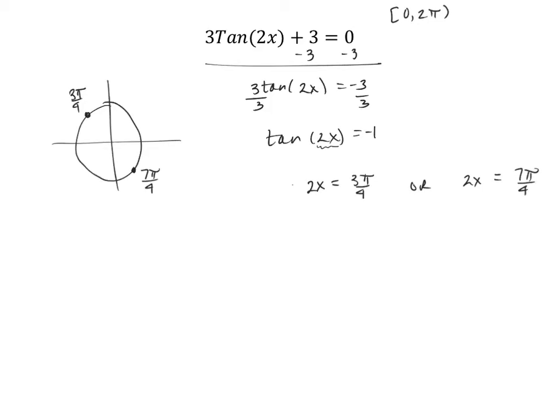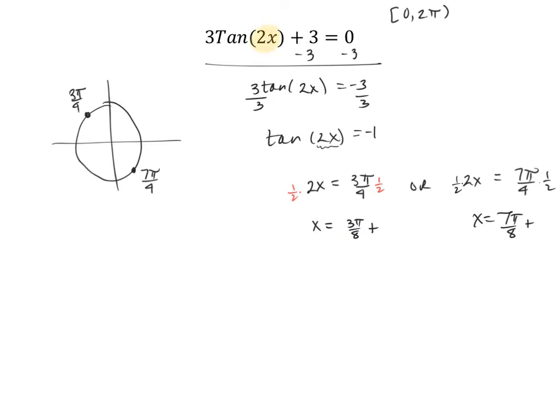Okay, and now we need to solve for x. So I'm going to just multiply both sides by 1/2, so we get x equals 3 pi over 8. And same thing here, we get x equals 7 pi over 8. But we need to add multiples of the period. Okay, let's see. What is the period?